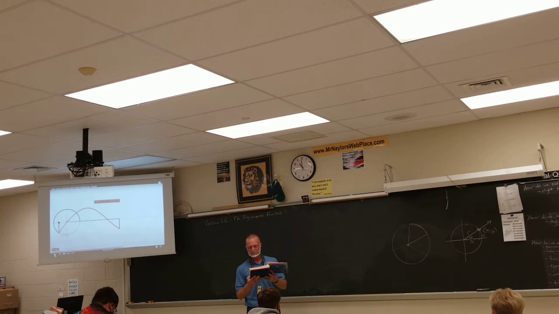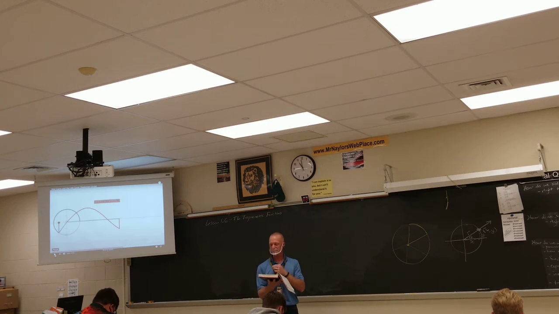Okay, notice the period of tangent is pi. That means it only takes half as much to see a cycle. The period is only pi. And by the way, that's the distance between the asymptotes. That's why the light brown and dark brown are between the asymptotes.